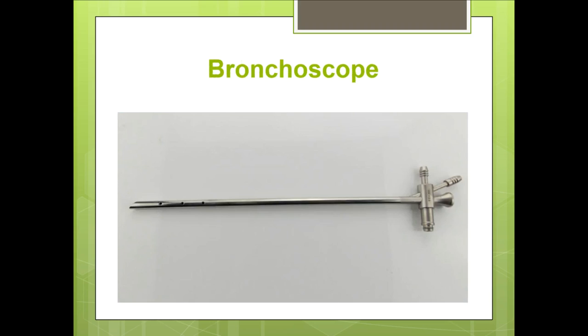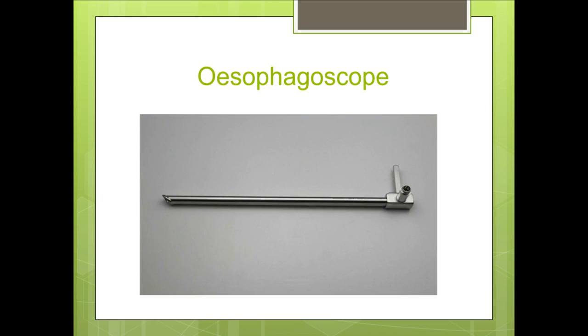These are the other types of direct laryngoscopes, and this is the esophagoscope. Foreign bodies in the esophagus will be removed by using this esophagoscope. This is the rigid esophagoscope. Under general anesthesia, we will remove the foreign bodies by using the rigid esophagoscope.